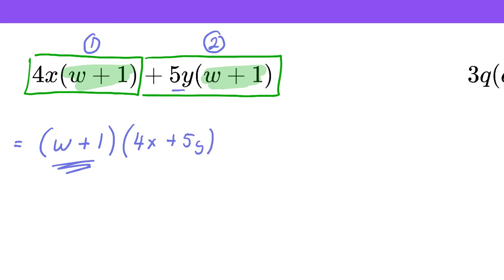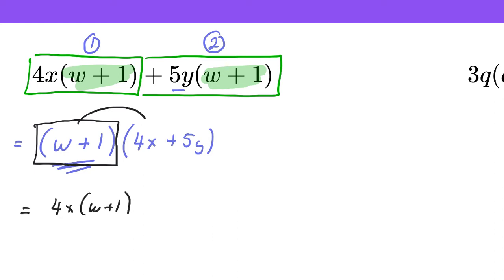And the same thing can be done here to see if you've done it correctly. So we're going to treat this as one term. And we're going to take it and we're going to multiply it by 4x. So 4x times the w plus 1. We'll do the same to the second term. And so that becomes plus 5y times w plus 1, which means we've done our binomial common factor correctly.